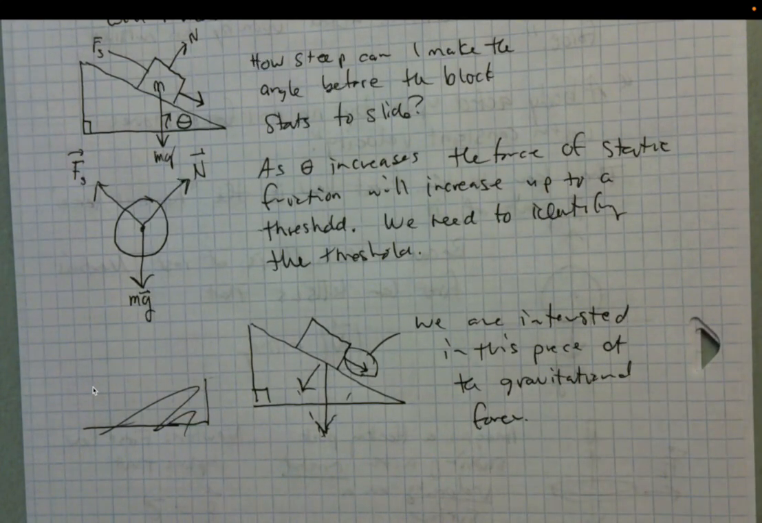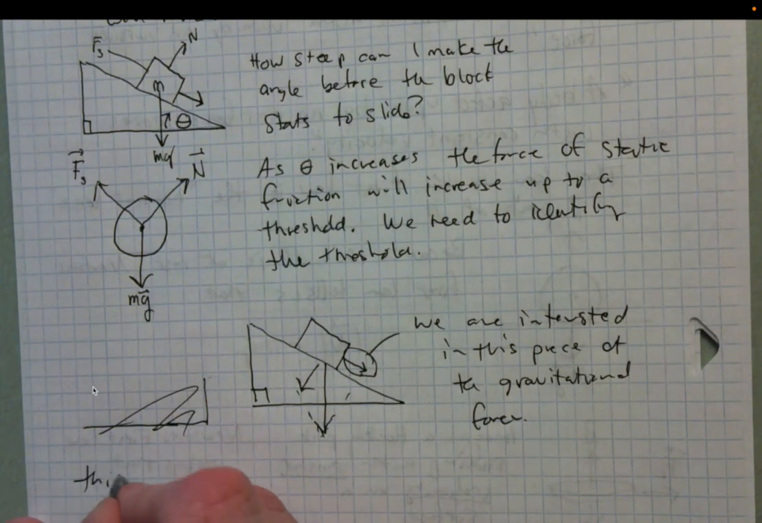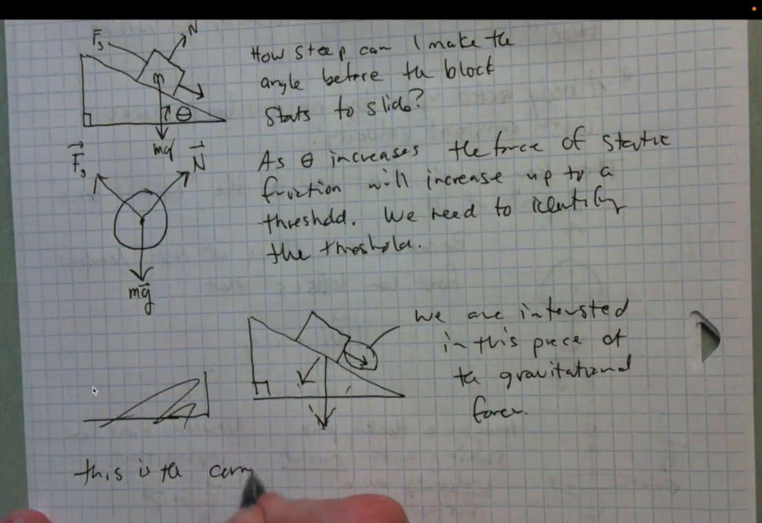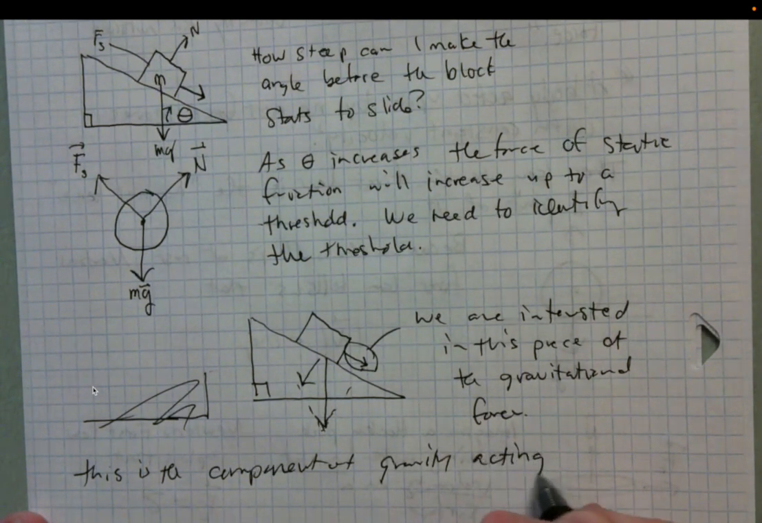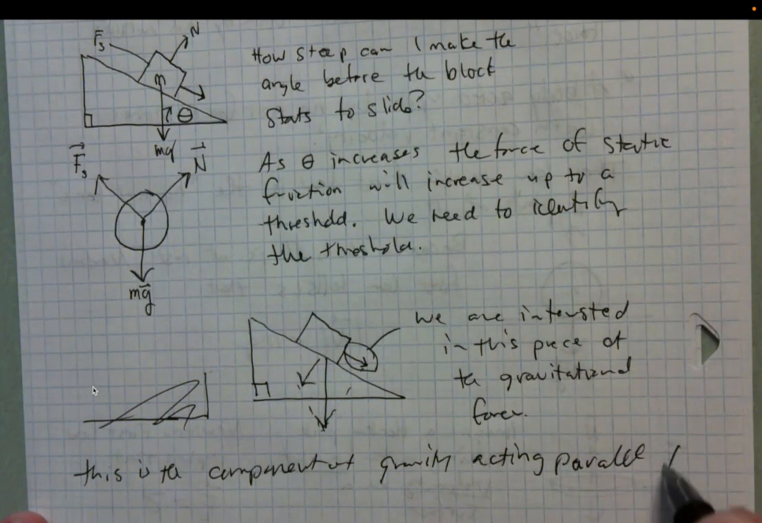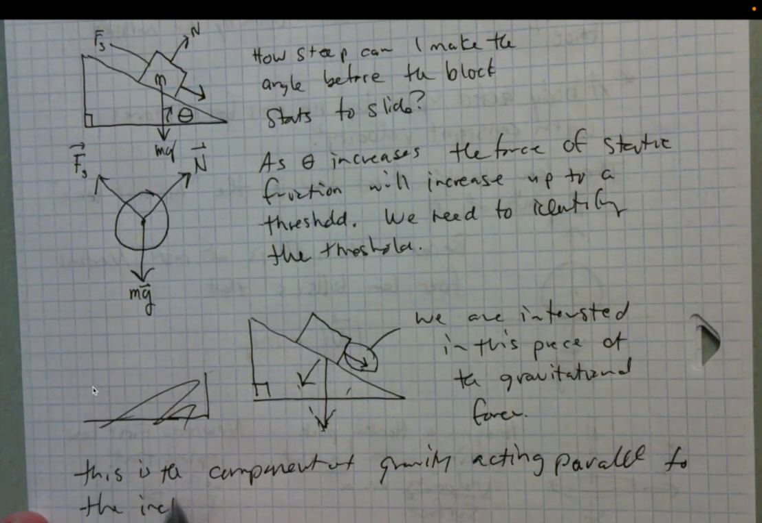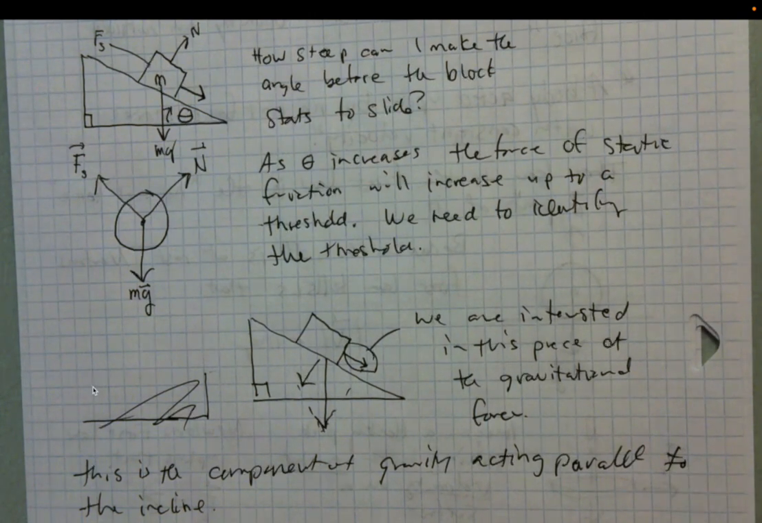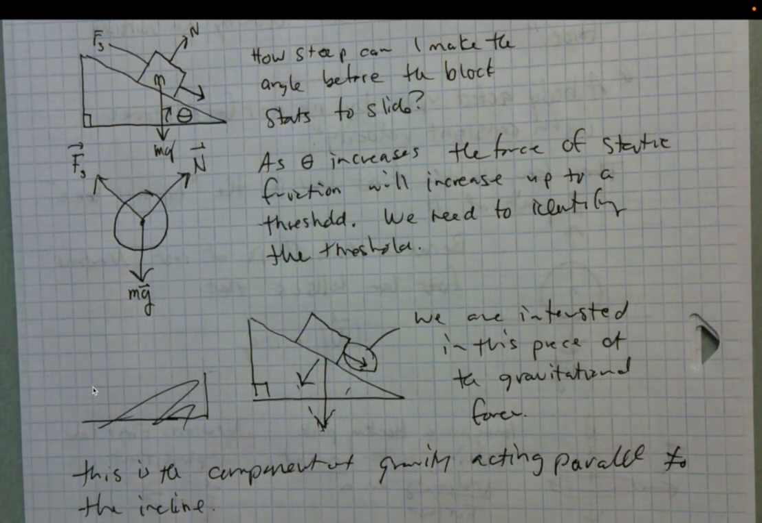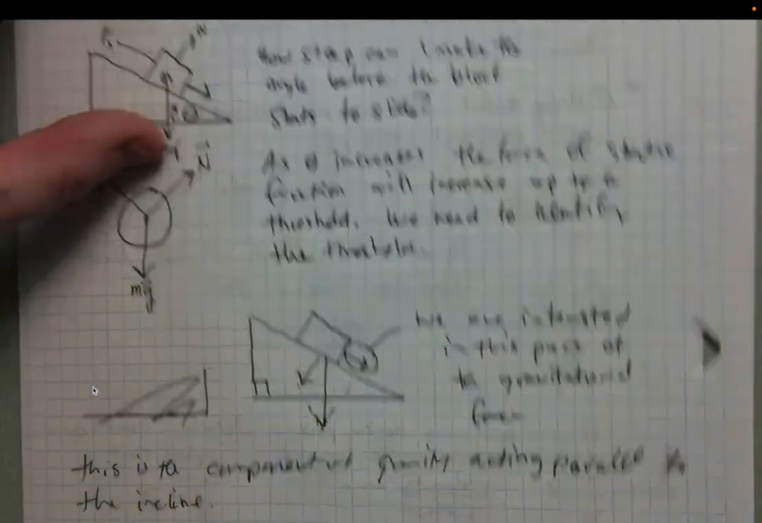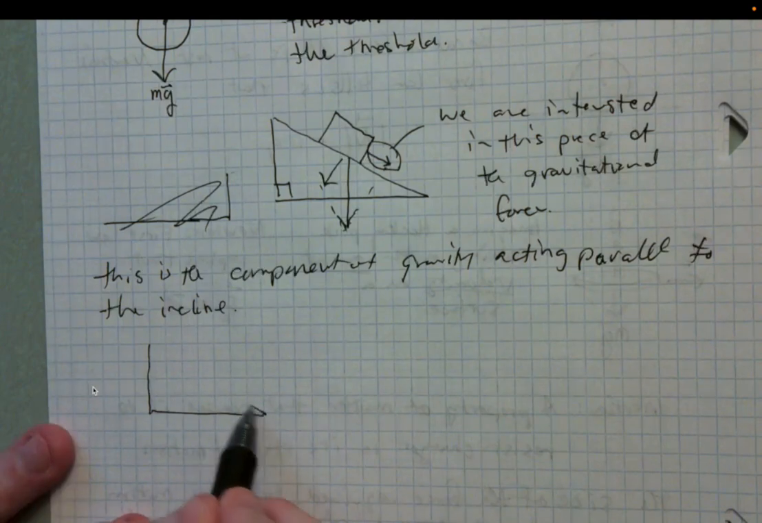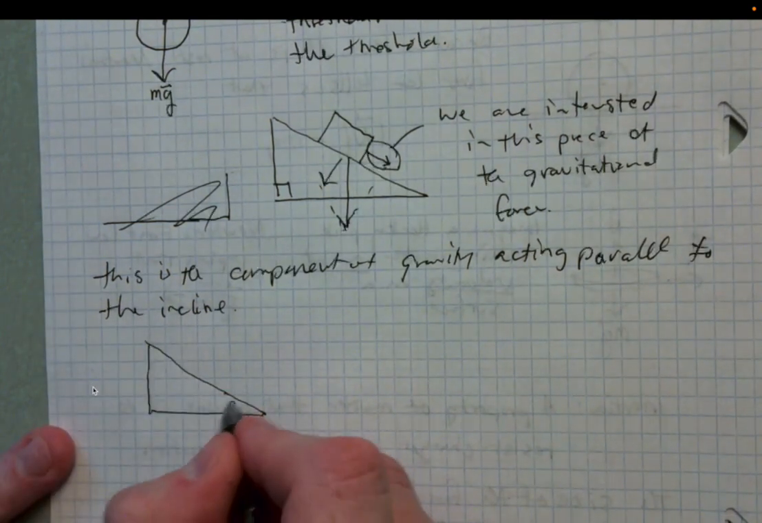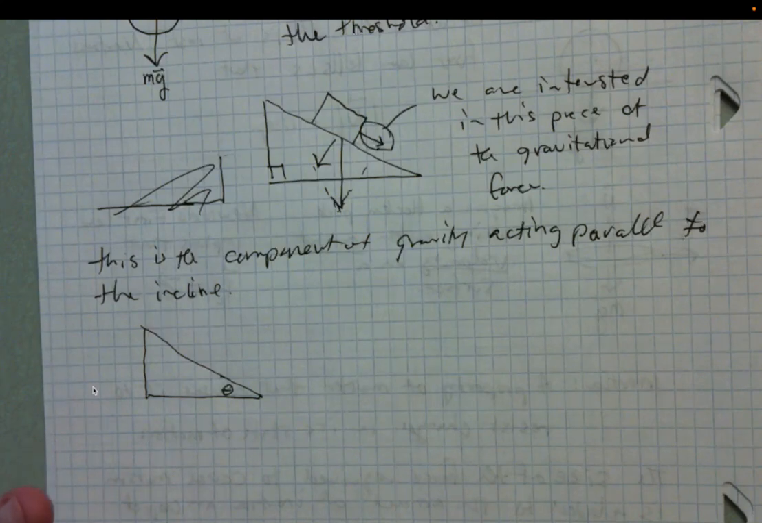You could characterize this piece as the component of gravity acting parallel to the incline. So what is that component? Let's think about what that component would be. Sometimes these can be a little challenging. I recommend you just practice this a lot. Whenever you're given a problem, you have to break down these components, and you've got things at odd angles. Be very careful when you do it.